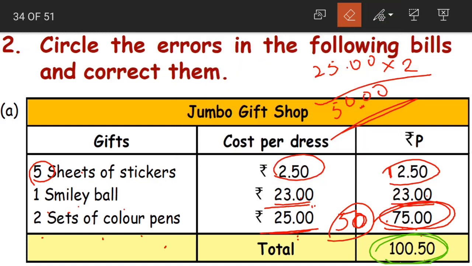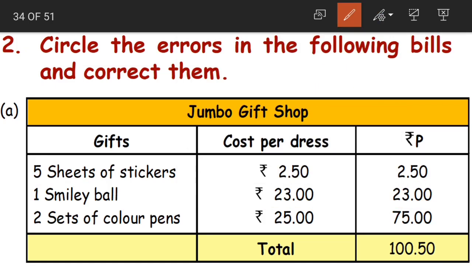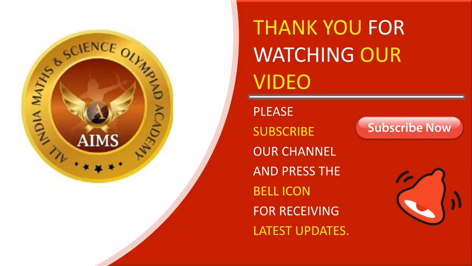So these are the three mistakes in the bill. One was the total, we did not multiply the cost with the number of items, and the other was the wrong cost, the wrong rate is given here, and the third one is the total of the bill is wrong. Understood, children? So this is how we check the errors in the bill and correct them.